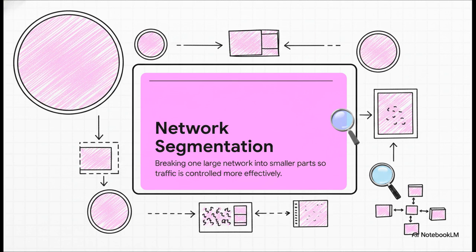Network segmentation is defined simply as breaking one large network into smaller parts so traffic is controlled more effectively. By dividing the network into smaller, bite-sized sections or groups, each specific segment can be managed, monitored, and protected so much more easily. And it's really important to note here that these segments can take a few different forms. They can be physical, they can be logical, or they can be based strictly on IP addressing.